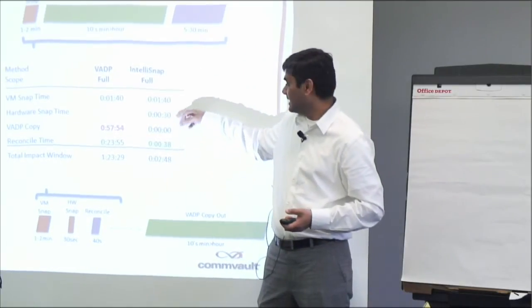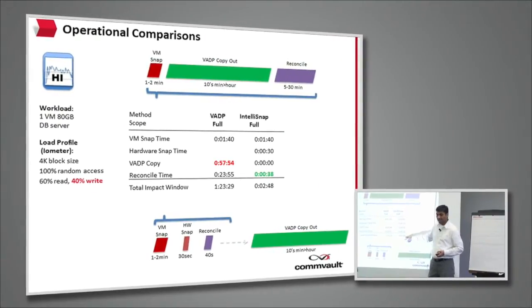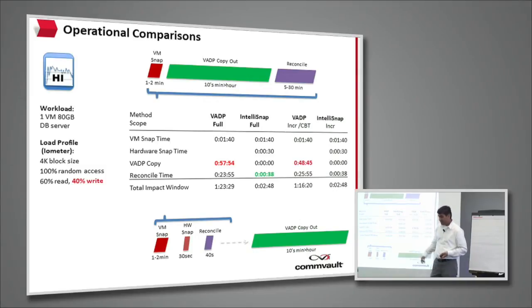If I do an IntelliSnap, it's 30 seconds for the full, and then literally a 2-minute impact on the virtual machine before I can let the machine go. If I turn on CBT, the quiesce took the same amount of time, but look at how long it took to pull out the change blocks: 48 minutes. Because of the IO activity on the disk, even though the activity was small, it was going in and touching every block from a VMDK perspective.